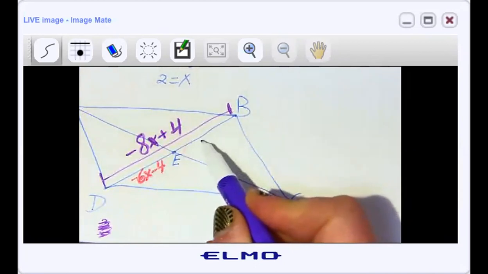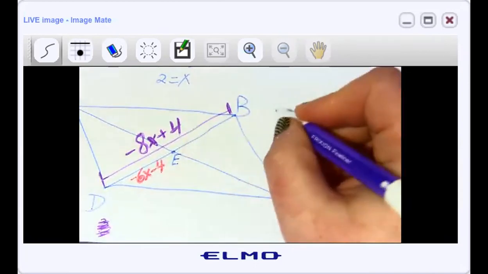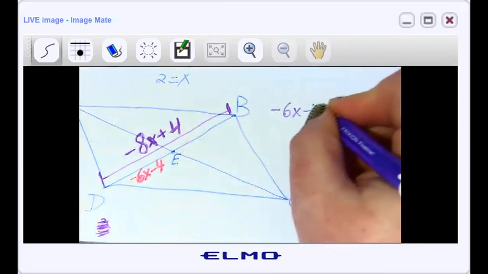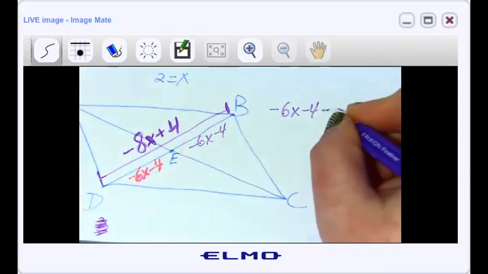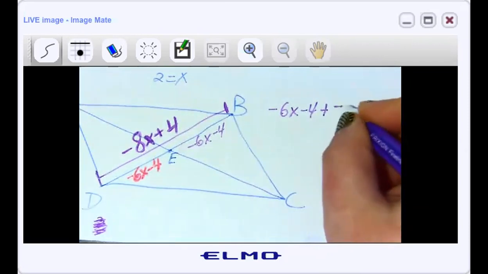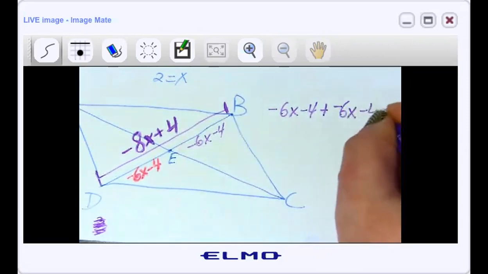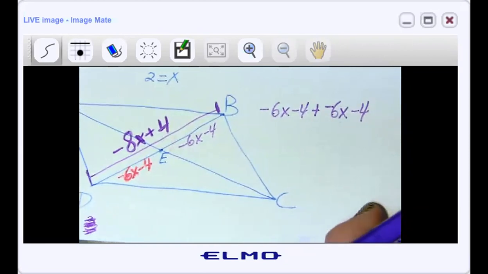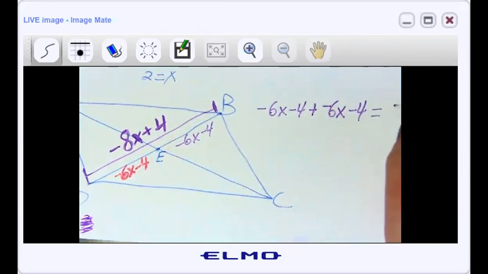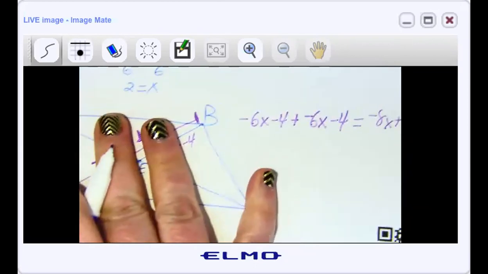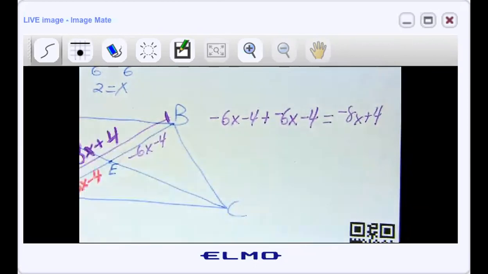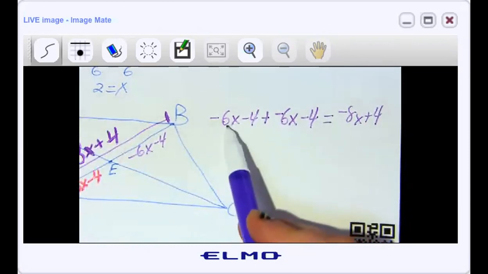All right, so again, if this is -6x minus 4, so is this. They're exactly the same. So my equation is just going to be -6x minus 4, and then another -6x minus 4. So I have those two, and then together they equal -8x plus 4, the entire thing. Okay, so now I have my equation. Now I'm just going to solve it.